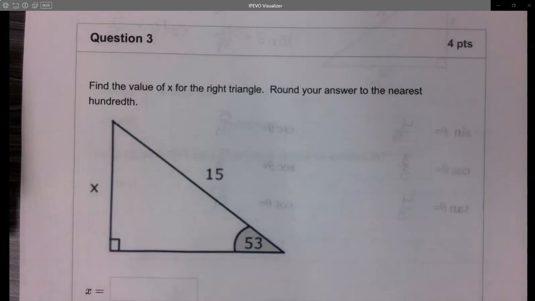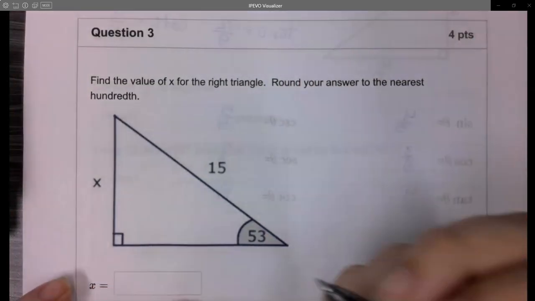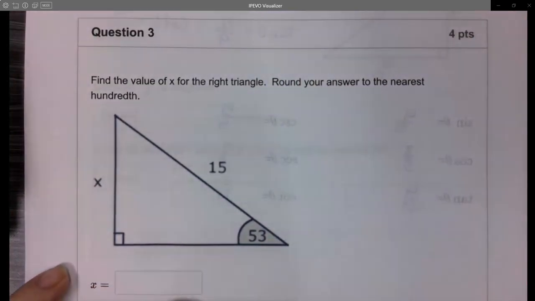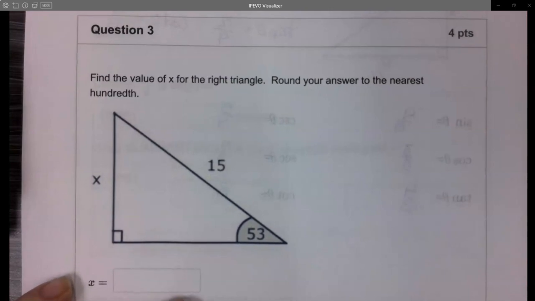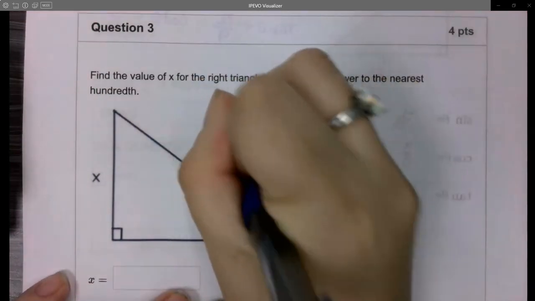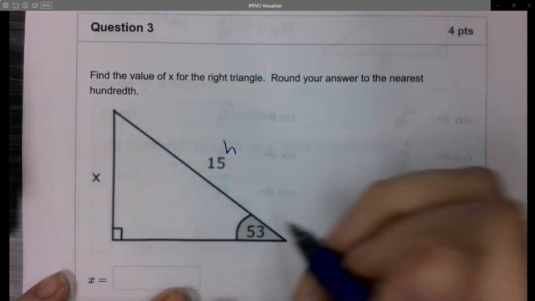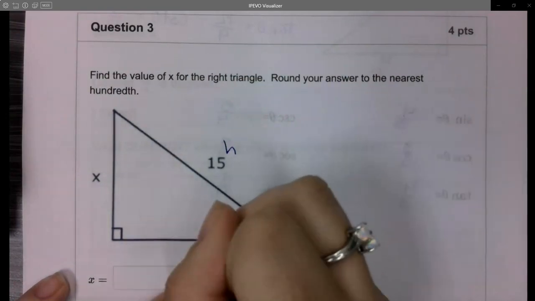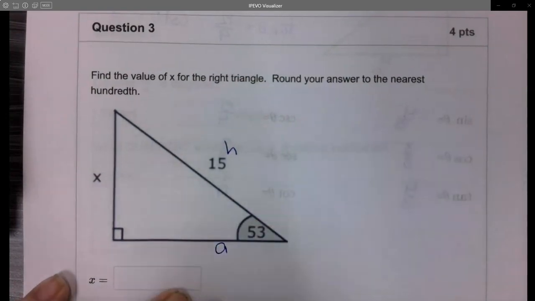Number 3 gives me this triangle, and it wants me to find the value of x. So what I can do is label my adjacent, hypotenuse, and opposite. This is my hypotenuse, it's my longest side. The angle I care about is the 53, so this side below it is the adjacent. The one not touching that gray shaded part is my opposite.